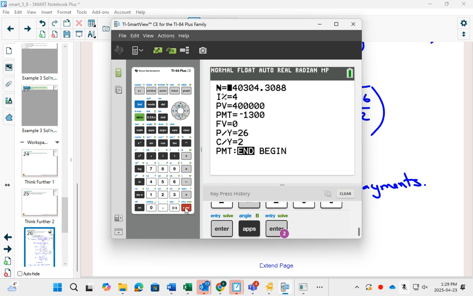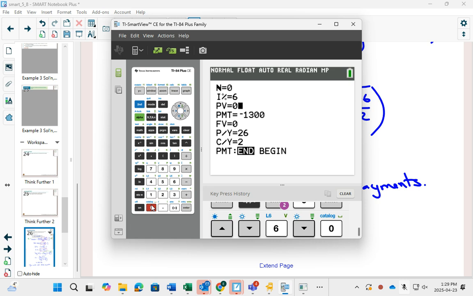So in the example that we just did, we didn't know how many payments. So this one, I can put a 0 in, this is the one I don't know. I know that my interest rate was 6%. I started with $0, and I wanted to end in the future with $100,000. And I'm putting away $200 per month.